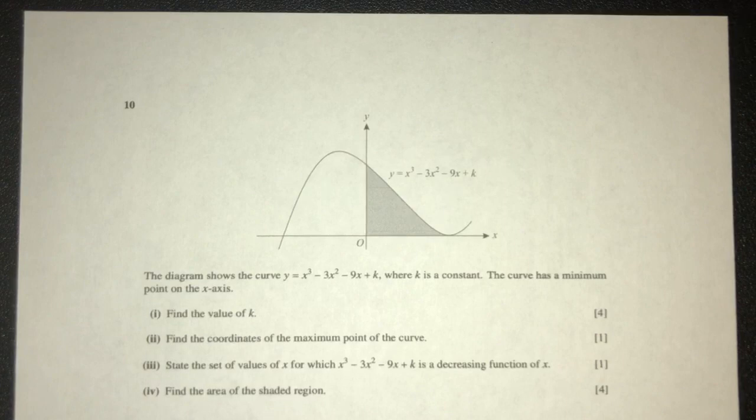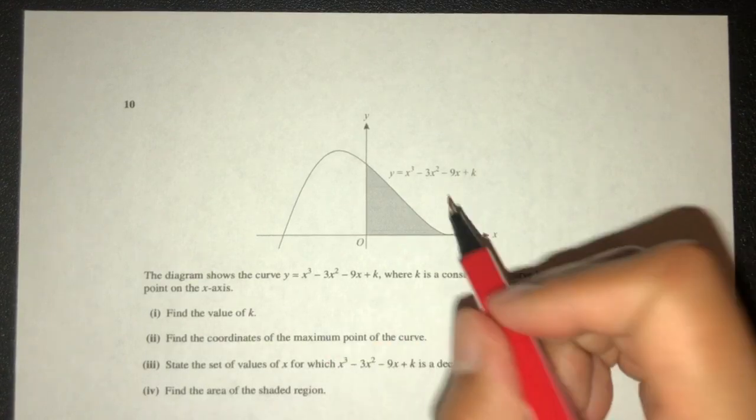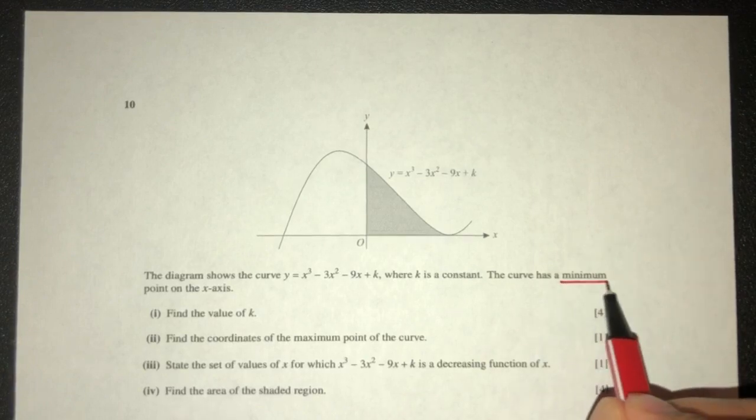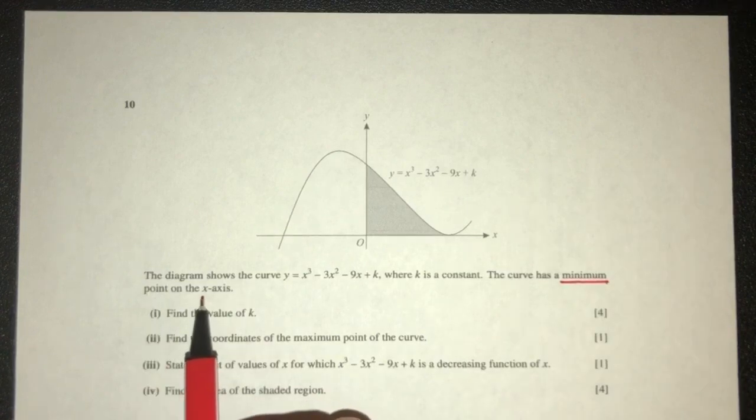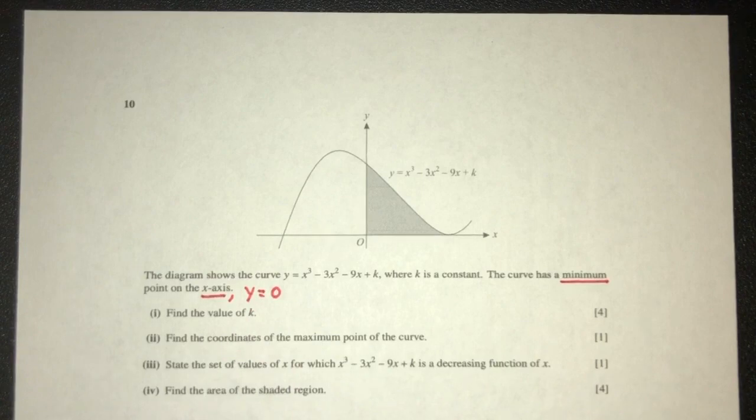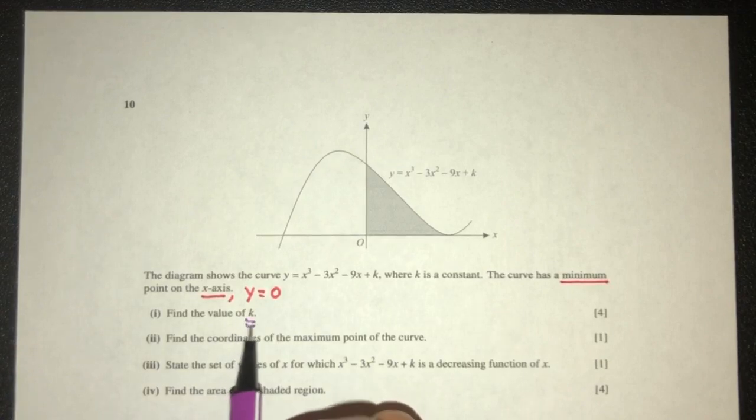So the diagram shows the curve y equal to x cubed minus 3x squared minus 9x plus k. Okay, the curve has a minimum on the x-axis. Now we know that on the x-axis the value of y is 0. Okay, now we have to do what? We have to find the value of k. Okay, value of k, let's do step by step.